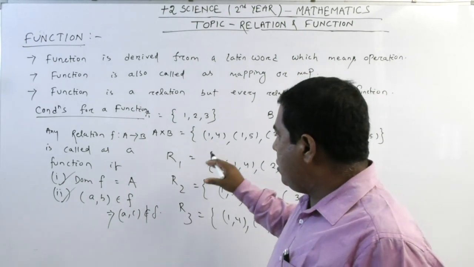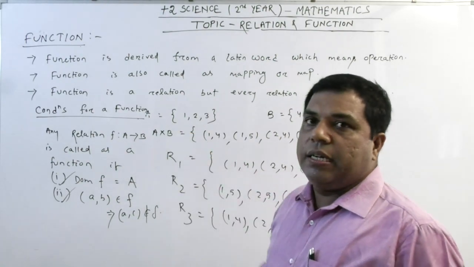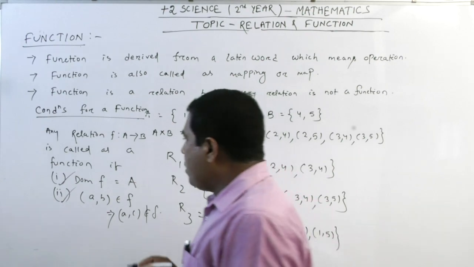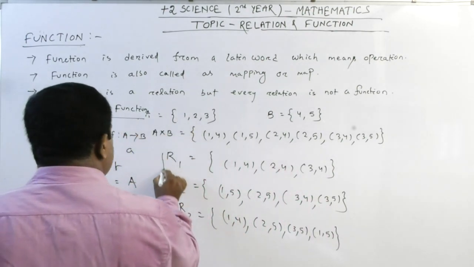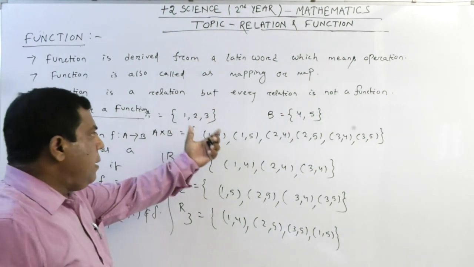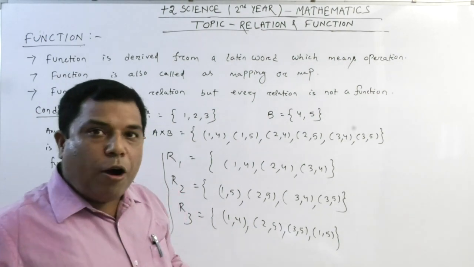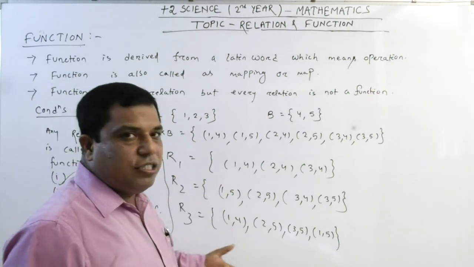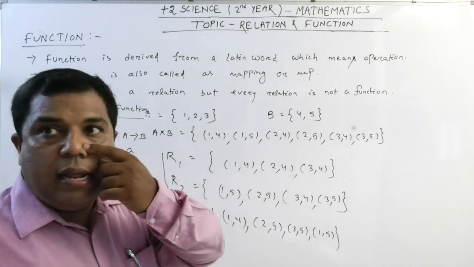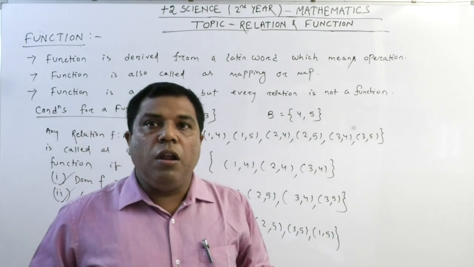Now you see what I told you, I am checking it with these examples. You see, these are the relations. Undoubtedly they are subsets of the product set, so they are called relations. But can those relations be called functions? Let us check whether those relations are functions or not.